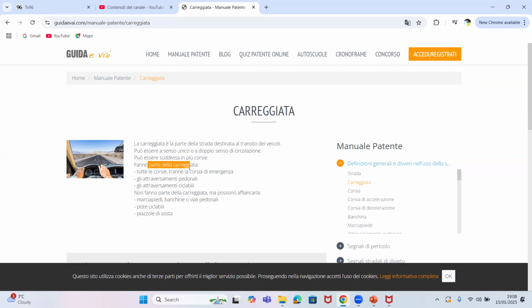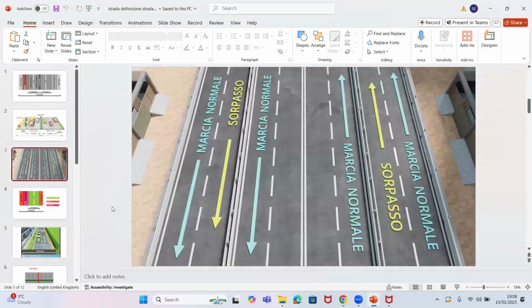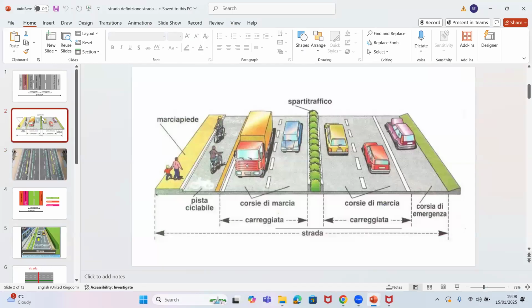They said, tutte le corsie, tranne corsia di emergenza. Now, I will ask a question here. What are the things you can find inside a carreggiata? Every corsia except corsia di emergenza. I'll show you a picture now, and I'll ask a question. Look at this picture. Every corsia is inside the carreggiata, except one particular one, the corsia di emergenza.